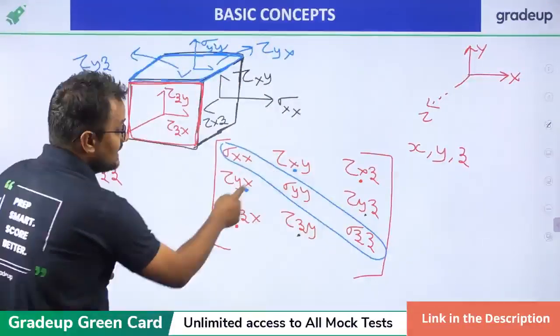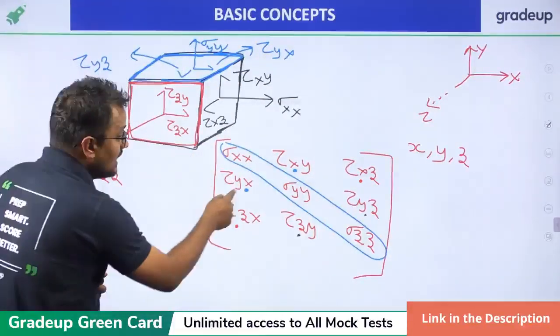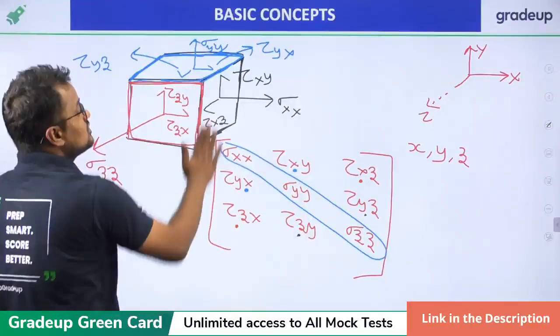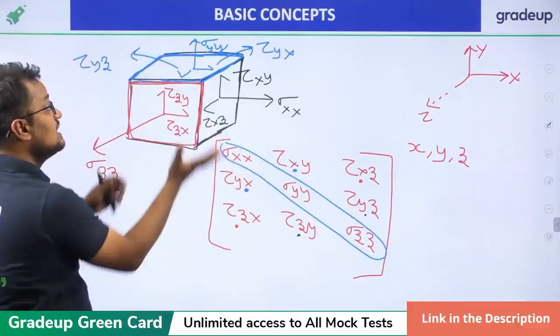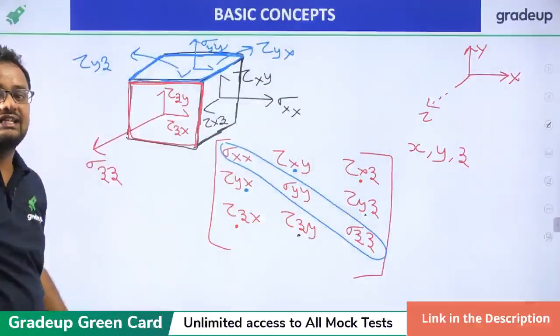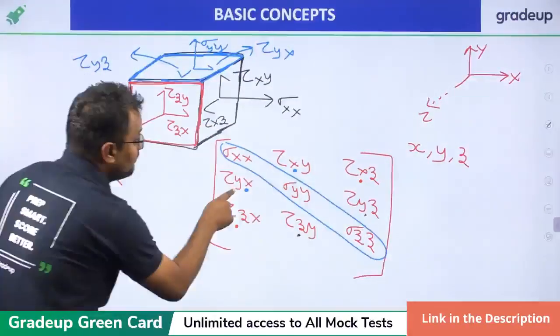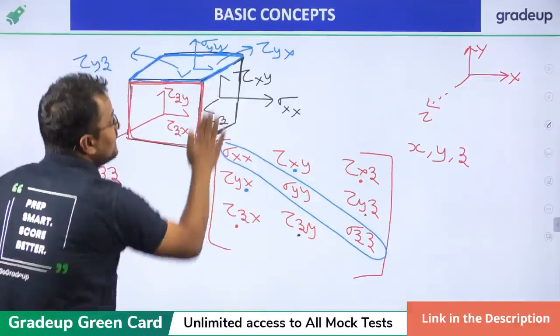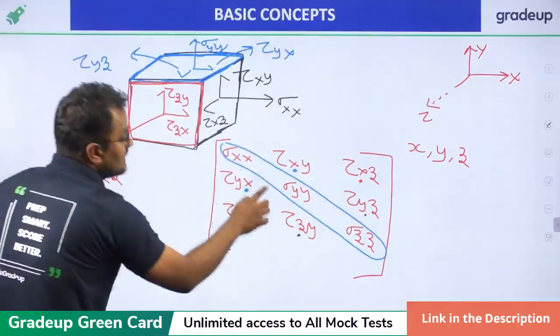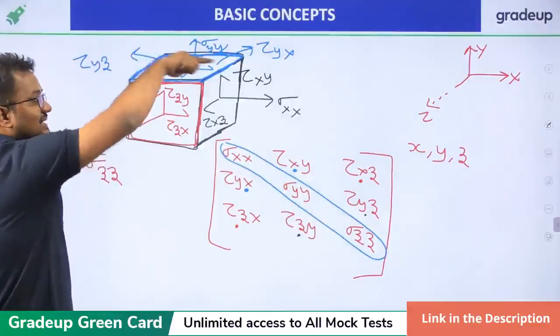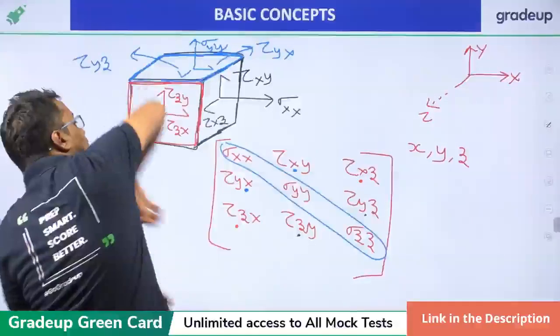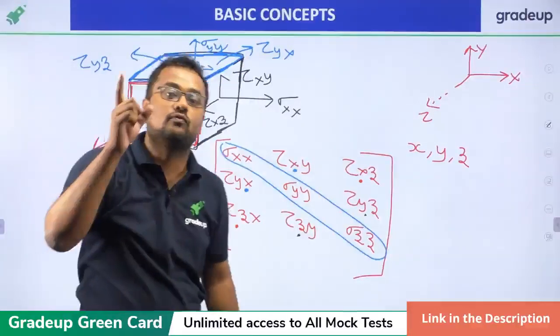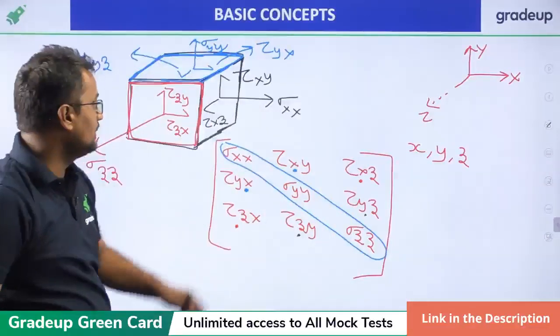You can also see it with a sense of humor, with your IQ also. See, tau yx and tau xy are equal. If tau xy is more and tau yx is less, then this body will be toppled in anticlockwise direction. For equilibrium, this must be in equilibrium.